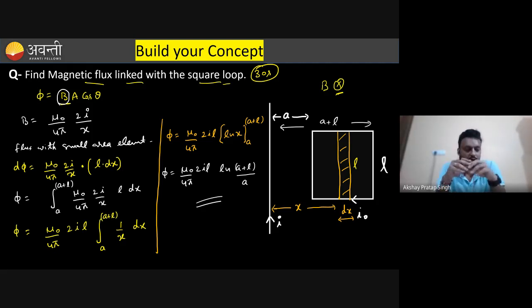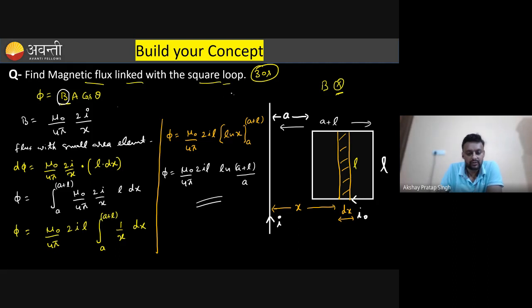So what you can learn from this question, the purpose of this question, was to introduce you to one important thing. Whenever the magnetic field is changing, or whenever the area is changing, you can take a small element, calculate the flux with that small element, and then integrate it with proper limits. That's what you need to do, and this is what the examiner asks you in the exam. I hope it is clear.